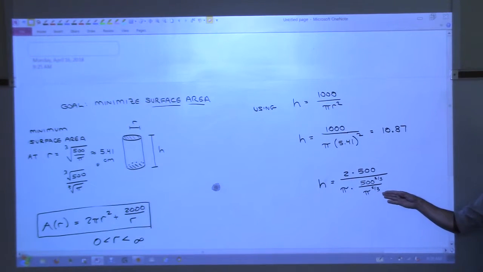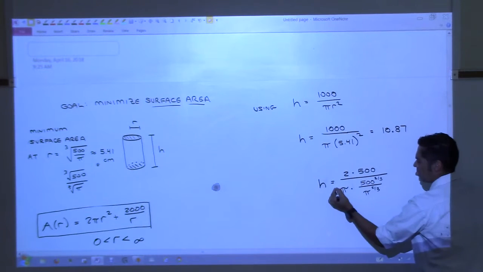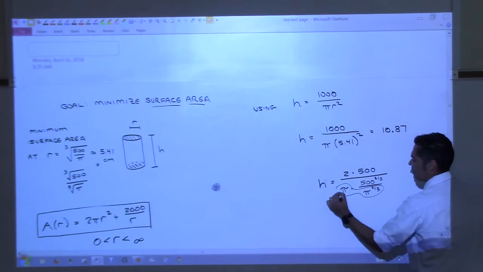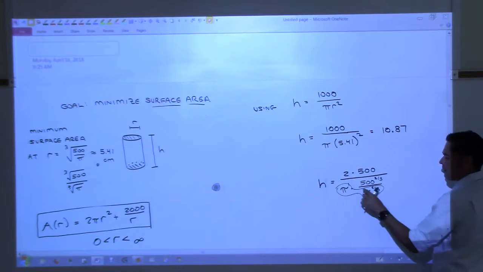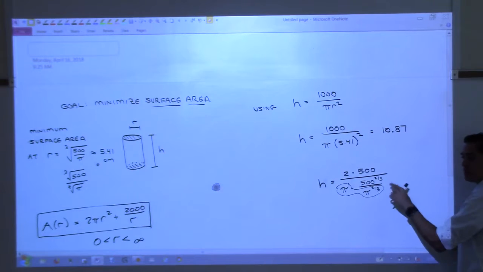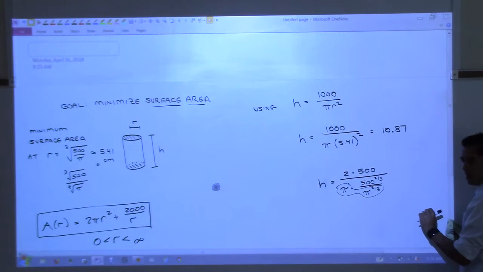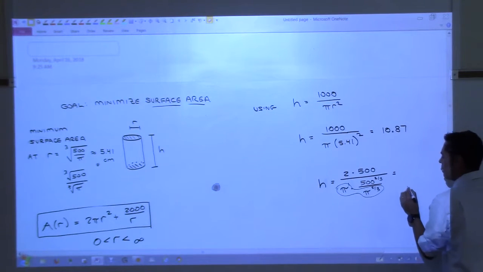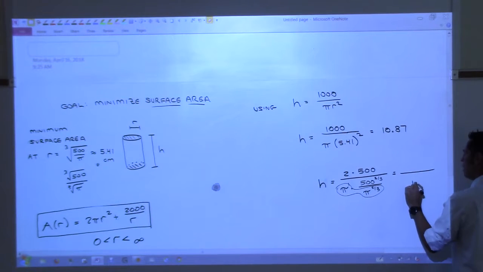So do y'all see all this? Y'all see where that comes from? Okay, so watch what I'm going to do. First, let me take care of this. That's pi to the first power over pi to the 2/3 power, isn't it? And that leaves you pi to the 1/3. Agreed? On the bottom? Okay. So I have a pi to the 1/3 on the bottom.